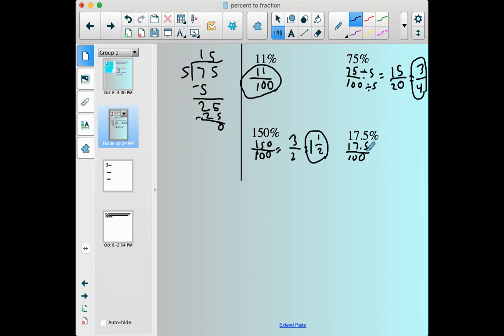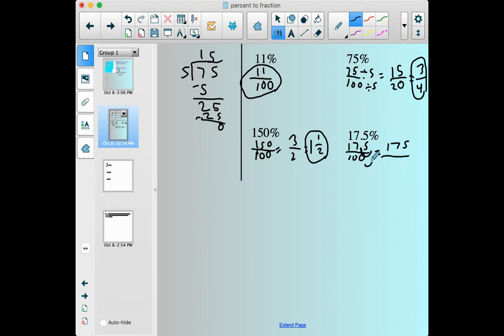Okay, we have to make sure we're doing the same thing to the top and bottom of our fraction. So 17.5%, if I want to make that 175, I move the decimal point so that it's a whole number. That means I multiplied the top by 10, right? Moving that decimal 1 to the right is the same as multiplying by 10. So if I move the decimal 1 to the right here, I have to move the decimal 1 to the right here. Again, the decimal starts at the end.